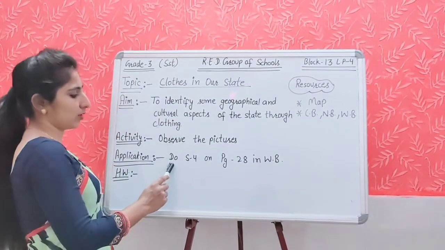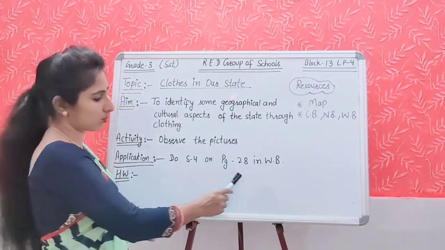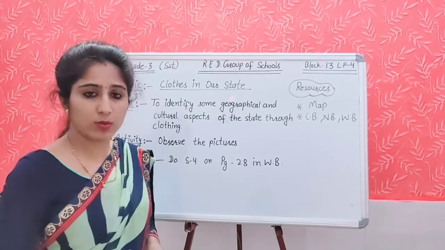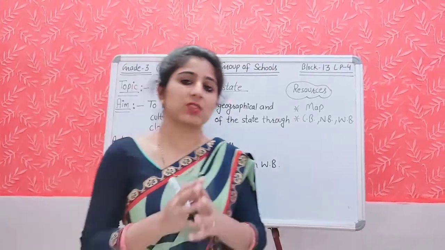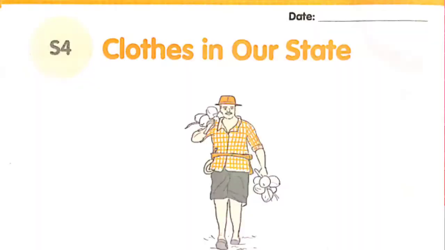What will you do? You will do S4, that is given on page number 28 in your workbook. Yes, students, it must be completed within 10 minutes. Yes, students, open page number 28 of your workbook. Clothes in a state. This is an image of a person from Kerala. Here you can see the picture of a man.